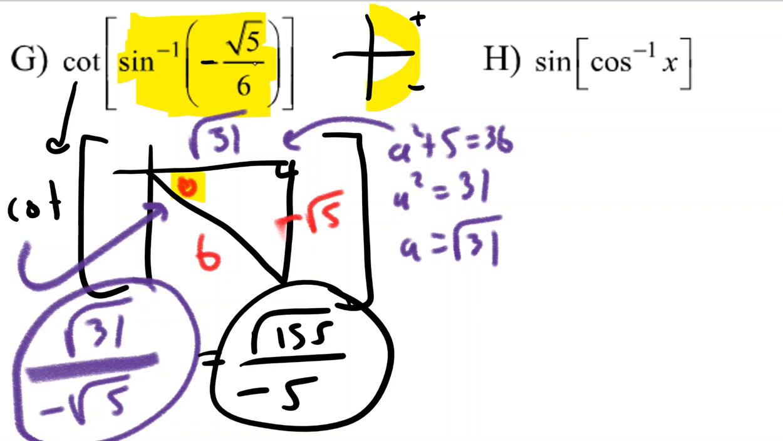So not a unit circle ratio, so I had to sketch a picture. SOHCAHTOA to label the sides, Pythagorean theorem to find the third side, SOHCAHTOA to give the answer. Very consistent in the approach.